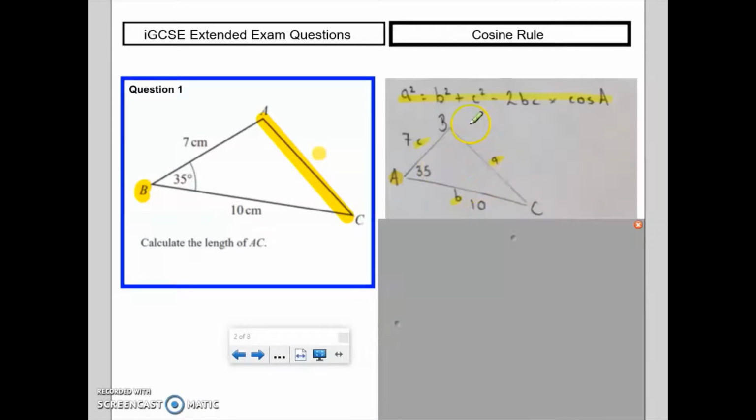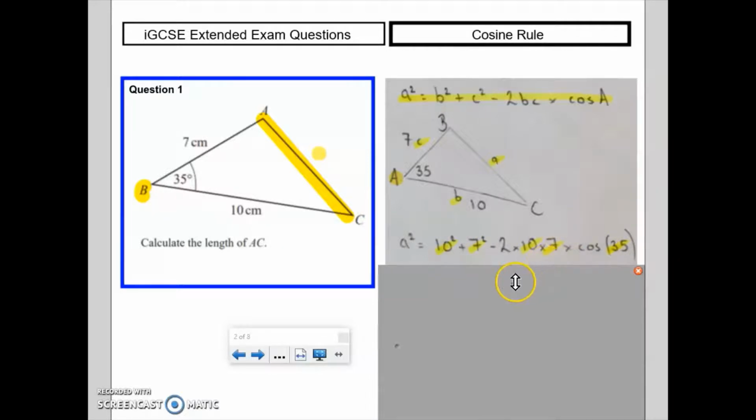So now I'm going to go ahead and substitute the values I know into the cosine rule. I know little b is 10, I know little c is 7, and I know capital A is 35. So I've taken the cosine rule and I've substituted in the values I know. You can see I've highlighted them in yellow there to show the bits that I've substituted in.